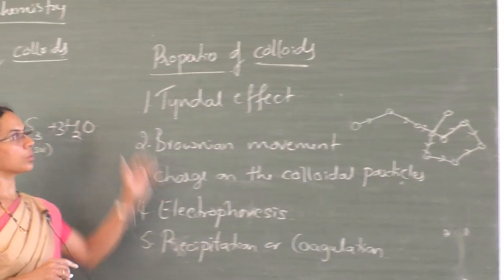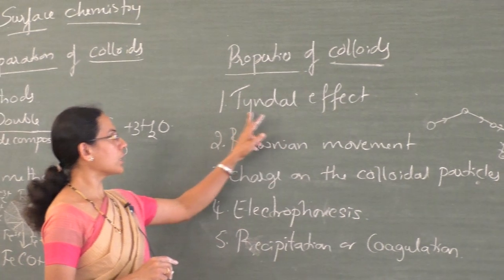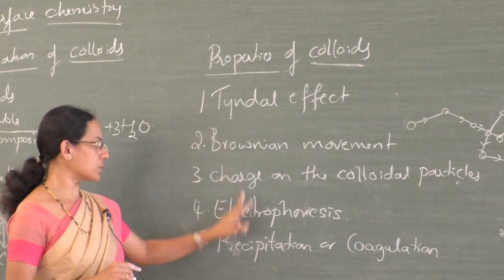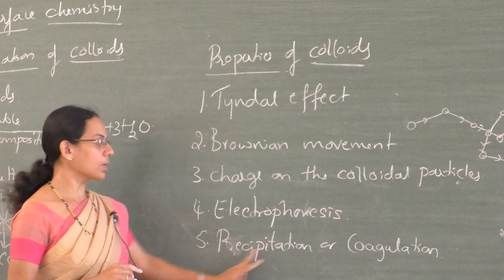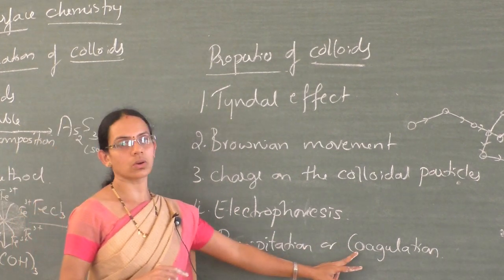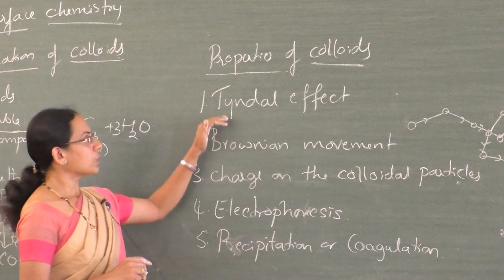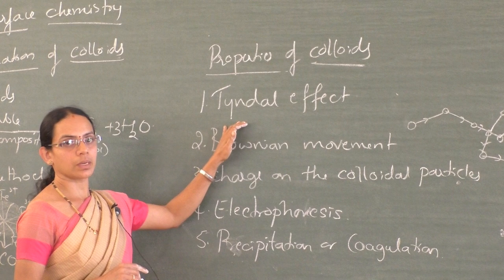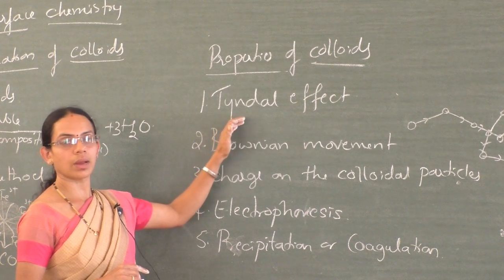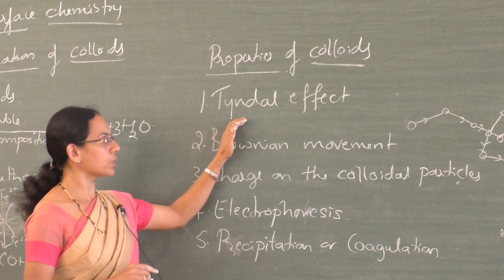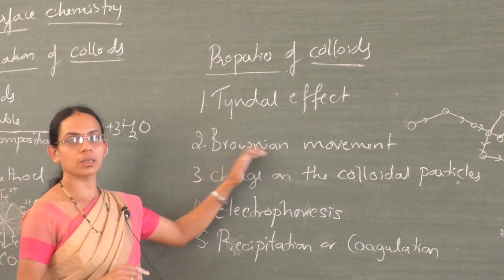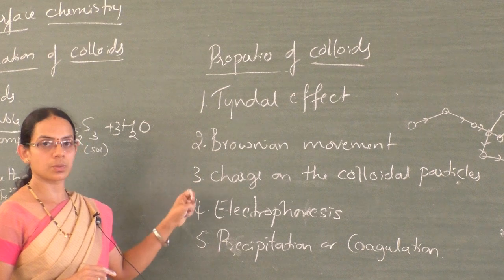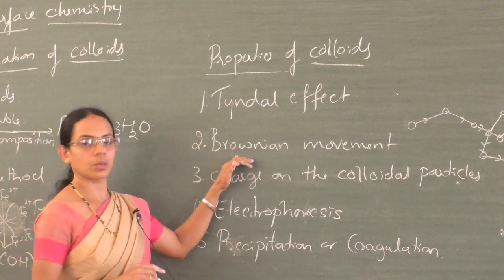So this is about the properties of colloids: Tyndall effect, Brownian movement, charge on the colloidal particles, electrophoresis and precipitation or coagulation. Tyndall effect means scattering of light by colloidal particles. Scattering of light by colloidal particles is called Tyndall effect. Brownian movement, the continuous zigzag motion of the particles of the dispersed phase, is called Brownian movement.